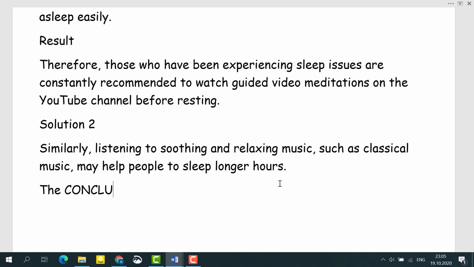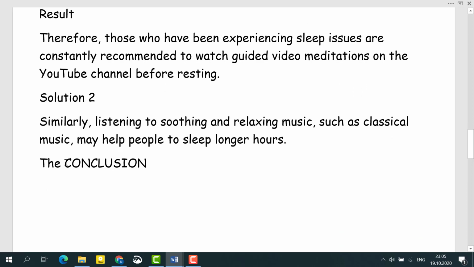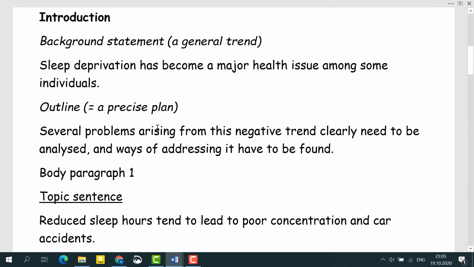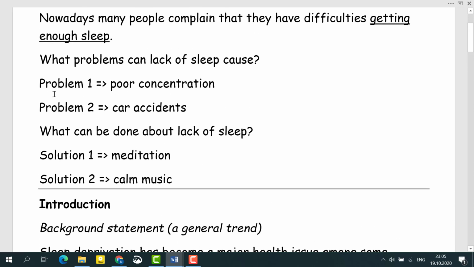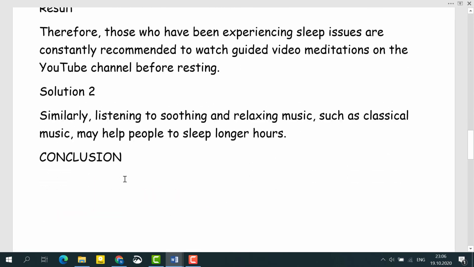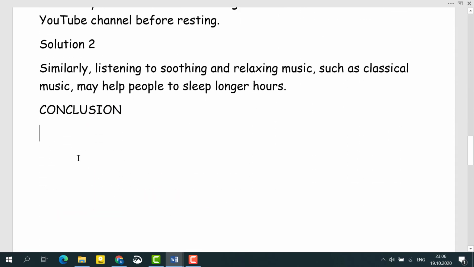Okay. Now, the question is, how can we write the conclusion paragraph? Okay, let's just remove the word here. That's just conclusion. So once again, we need to mention these two problems and two solutions without any explanation, okay? Just to pinpoint them very, very quickly, because we don't have too much time to do it during our IELTS examination. Therefore, we need just to summarize everything.